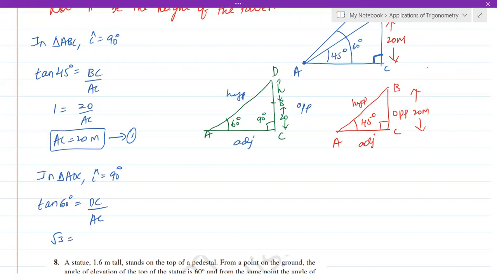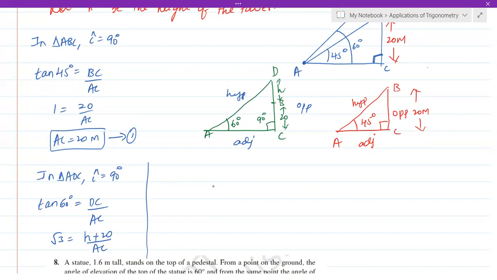Root 3 is equal to DC. DC, if you observe, is actually this complete length, isn't it? That complete length is actually H plus 20, divided by AC. Now, what you can do is, as you have already found AC, you can substitute it, or find AC and then equate it. Anything is fine. Let's substitute the AC value here itself. That will be much easier. Or let me do what I said earlier itself. That will be very, very easy.